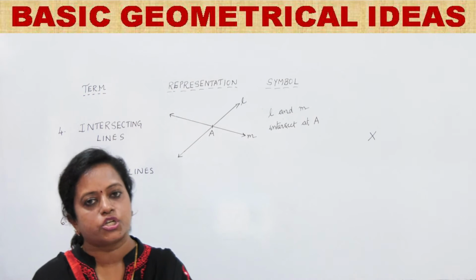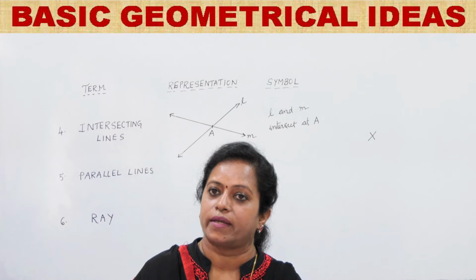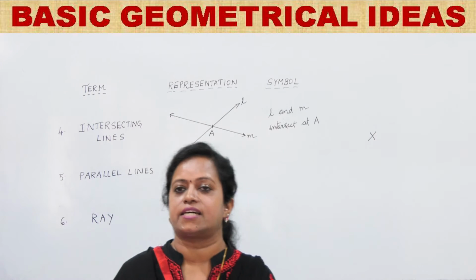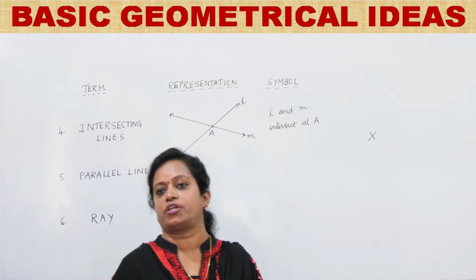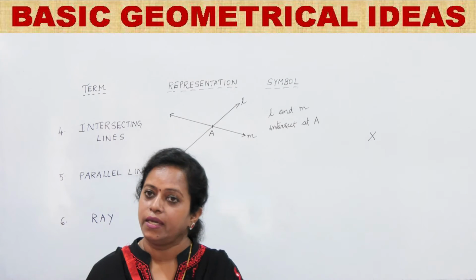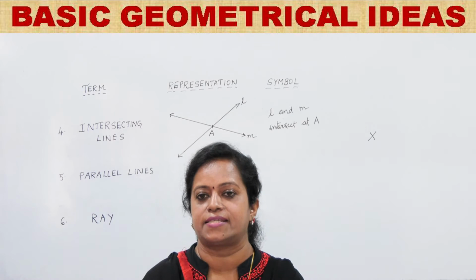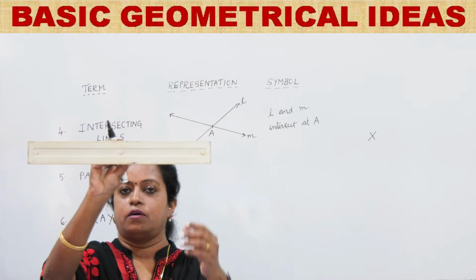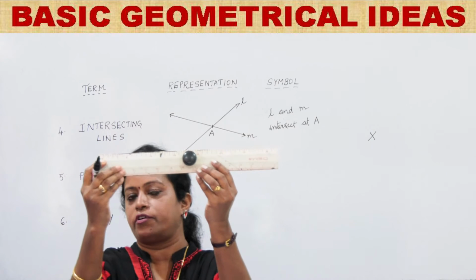So what are the two conditions for lines to be parallel? One is that they should not meet each other, and another condition is that the distance between the two lines should be the same. They should be equidistant. Let me show you an example. This is a ruler. All of you have a ruler.